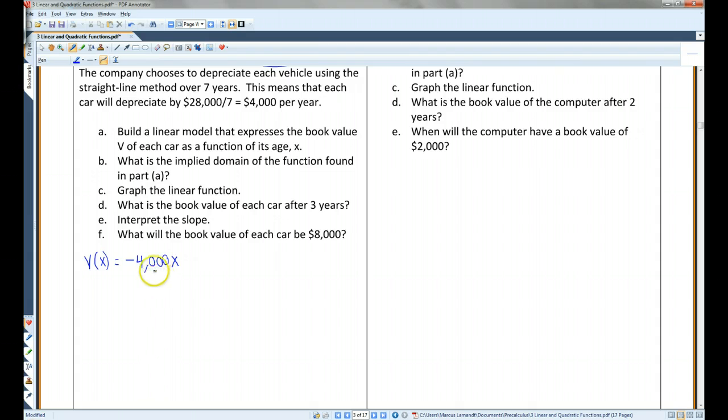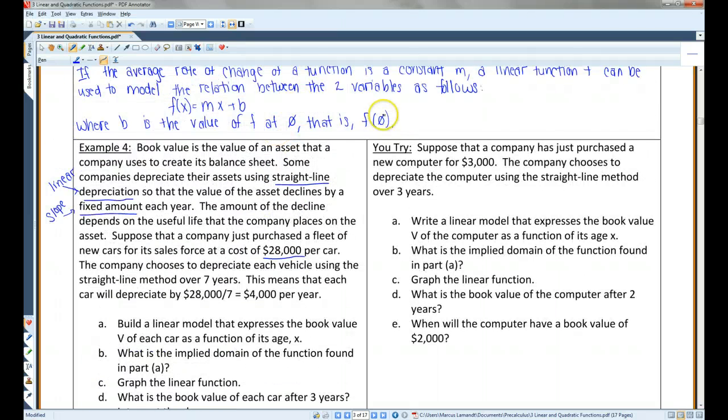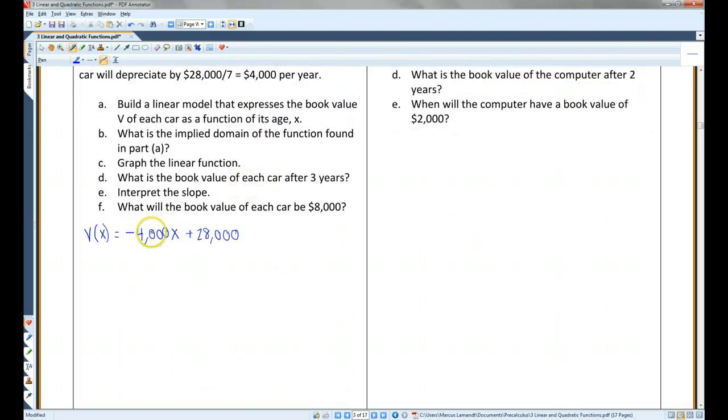Now, at the beginning, at 0 years, each car was worth $28,000. So that's going to be my y-intercept. Once again, this was the starting cost. This was where my x was 0. So that's my y-intercept, and it's going down $4,000 a year. That's why my slope is negative 4,000. So this is part A. Let's take a look at part B.